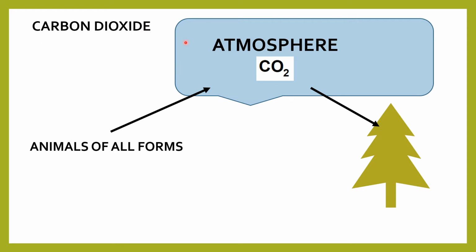Then carbon dioxide. Carbon dioxide is released by all living forms, including plants and animals. Animals of all scale will be releasing it. This carbon dioxide usually reaches the atmosphere, and we know that we have the natural carbon quenchers. Those are the plants. These plants will be taking up the carbon dioxide and converting it into organic form. So this is the normal carbon cycle which will be operating, and the carbon dioxide released is again trapped.